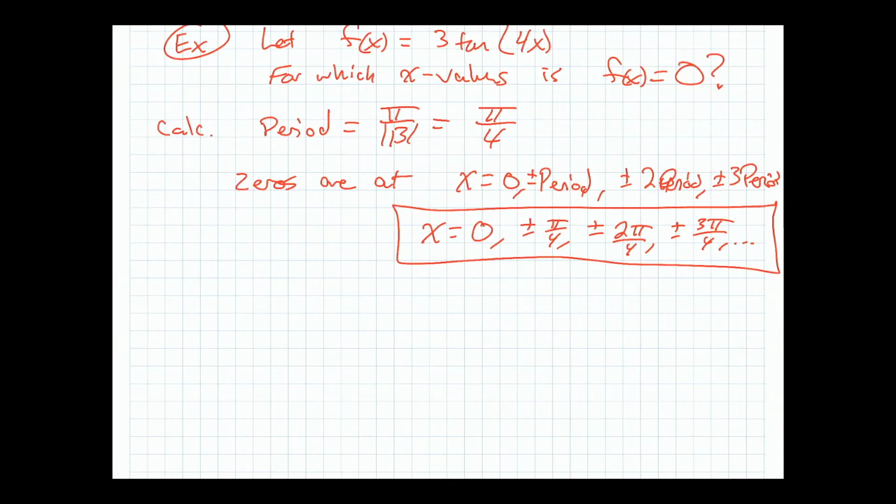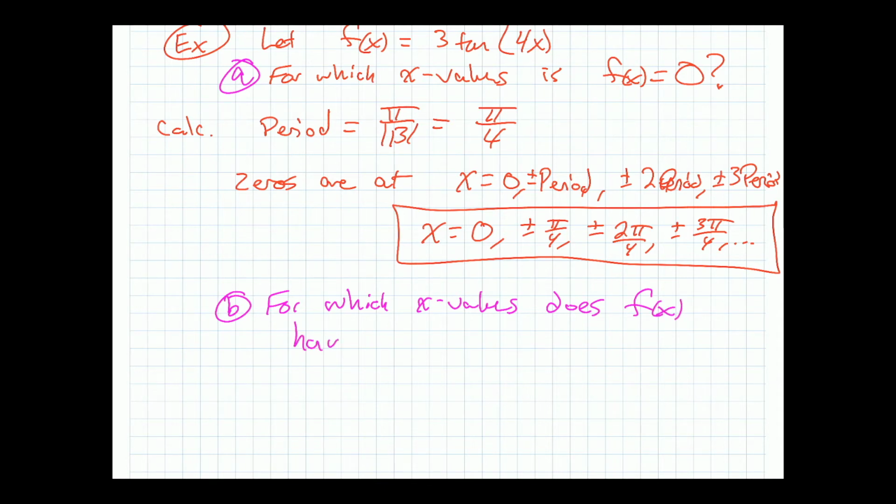Now if I just ask the other question, let's say that this was part A, and then there's also a part B that says for which x values does f of x have vertical asymptotes.